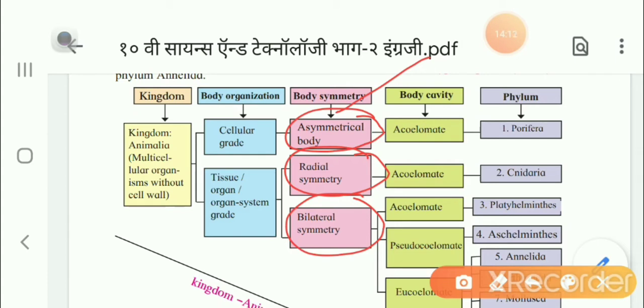Now, next topic is body cavity. It is acoelomate. In case of the asymmetrical body, when the body is radial, it can be acoelomate. Further, in bilateral symmetry, they can be acoelomate, pseudocoelomate and eucoelomate. Now, what is the meaning of acoelomate?